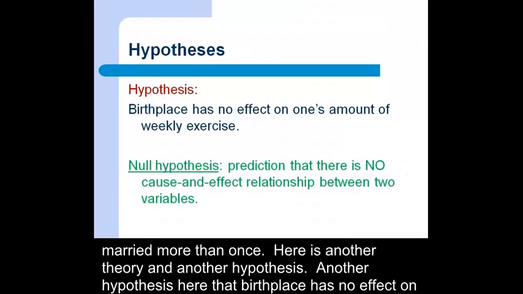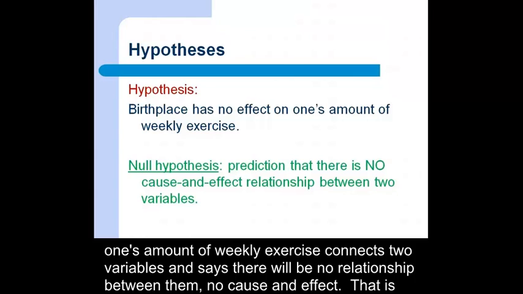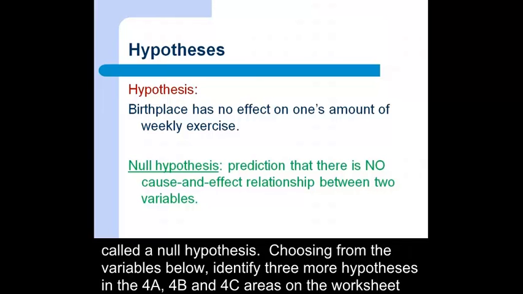Another hypothesis here, that birthplace has no effect on one's amount of weekly exercise, connects 2 variables and says there will be no relationship between them, no cause and effect. That is called a null hypothesis.